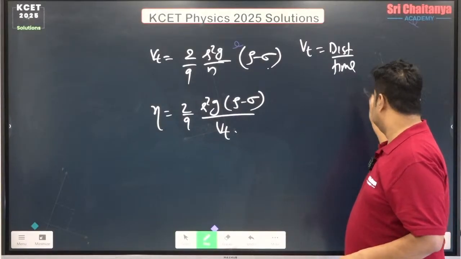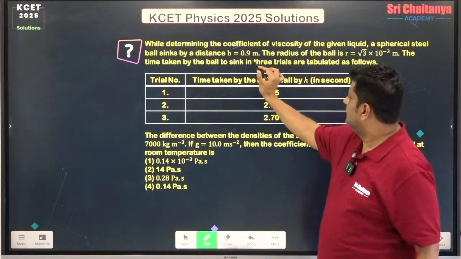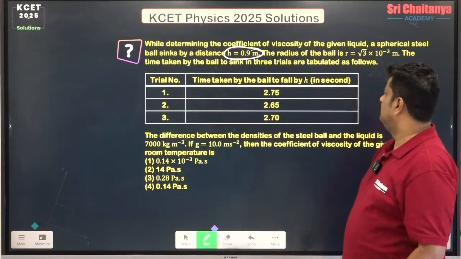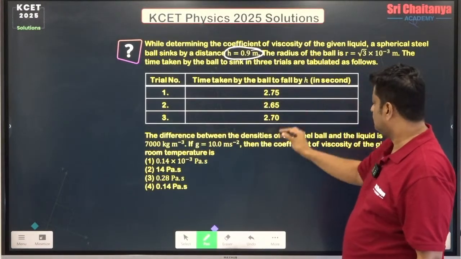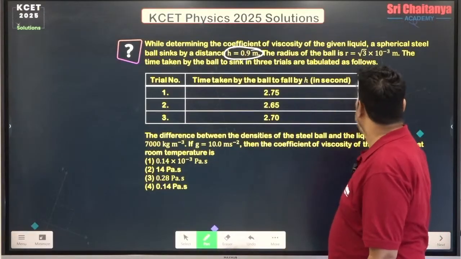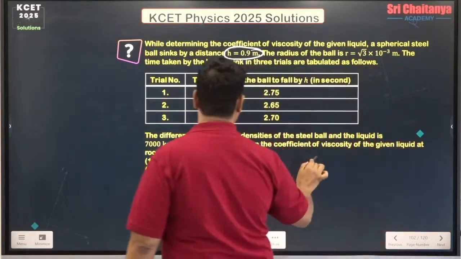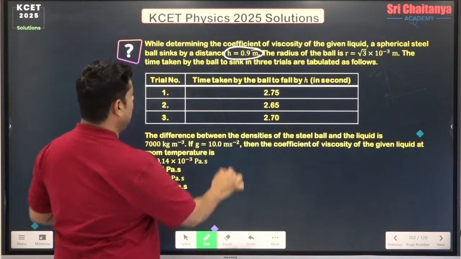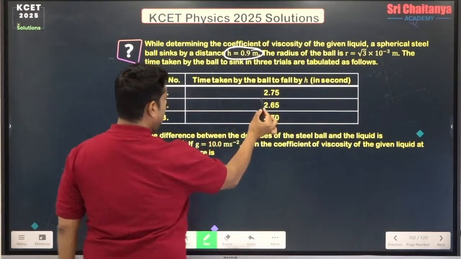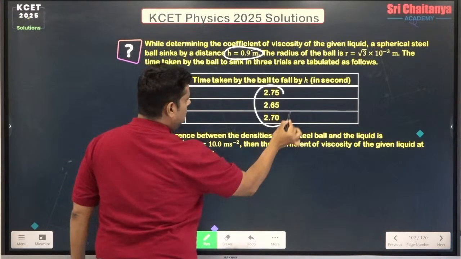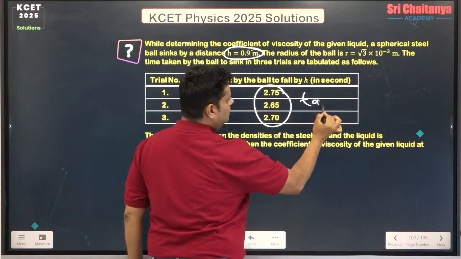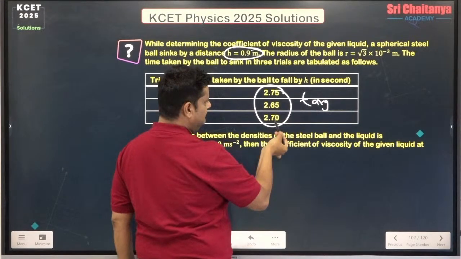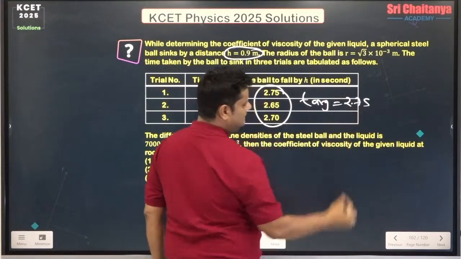Distance upon time means it is already given that for moving this much distance through this viscous liquid, what is the time taken? Time is also given in this question. The ball sinks by a distance, and the time taken is this. So you have to take the average value of these, which comes out to be 2.7 seconds.